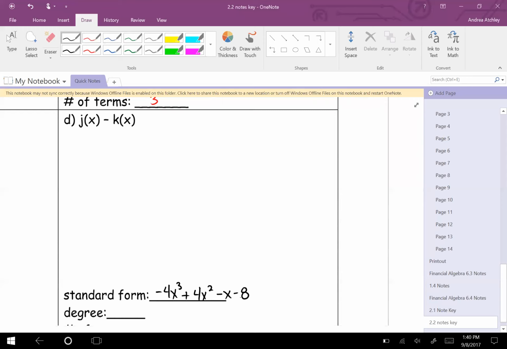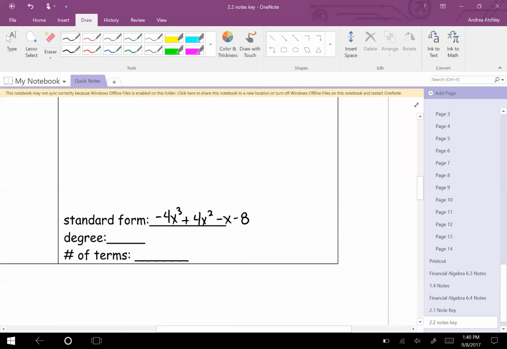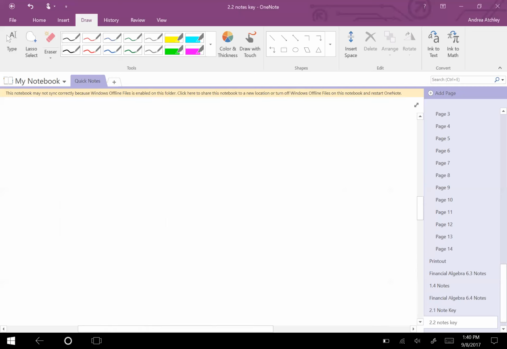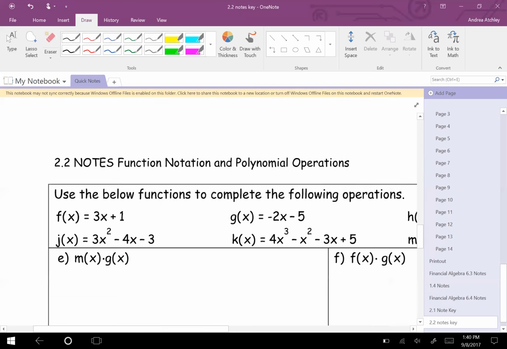And then, what's the degree? Good. And Alyssa, what's the number of terms? 4. Okay. Any questions over that? Okay, that's how we're adding and subtracting our functions. Now we're going to multiply them on the back or on your front.